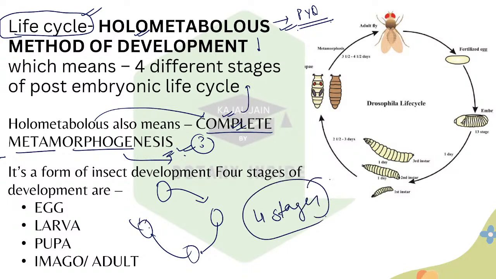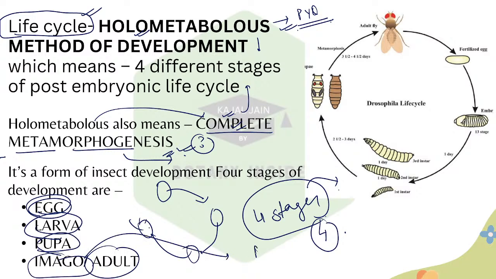How many stages are there? In the entire metamorphogenesis, you find four stages. What are the four stages? First, you have the egg, then the larva, then the pupa, then the imago or adult. This word imago has also been asked in the examination. Remember, adult or imago means the same thing. There are four stages: first the fertilized egg, then larva, then pupa, then the adult or imago, IMAGO. Remember this, it has been asked in the examination. So the holometabolous method simply means there are four different stages of the complete life cycle. What are they? Egg, larva, pupa, and imago.